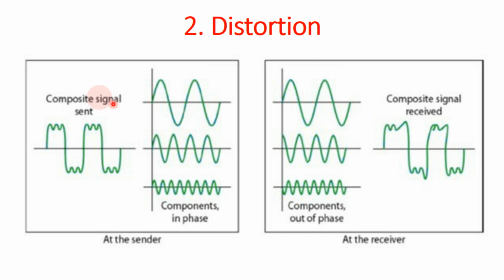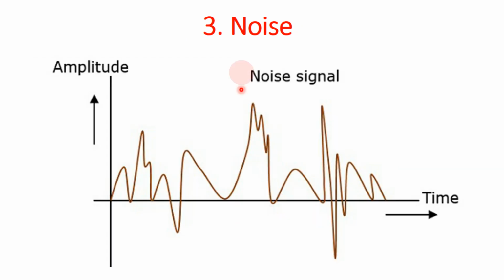Distortion means that the signal changes its form or shape. This is generally seen in composite signals made up of different frequencies. Each frequency component has its own propagation speed traveling through a medium, and different phases are involved while transferring between sender and receiver.